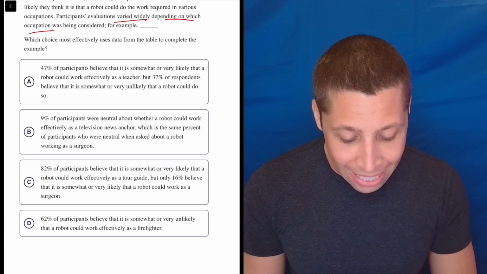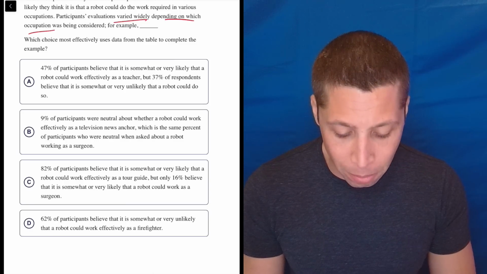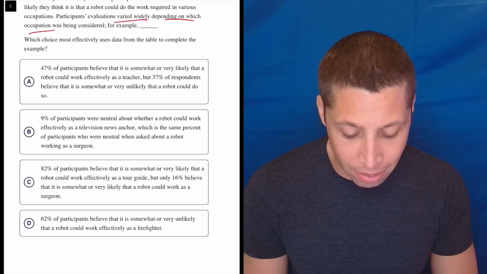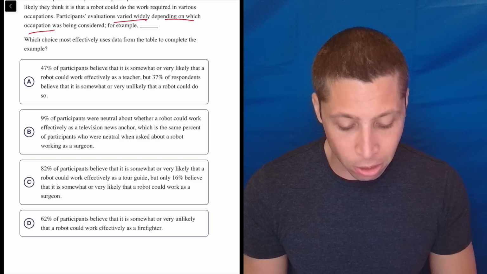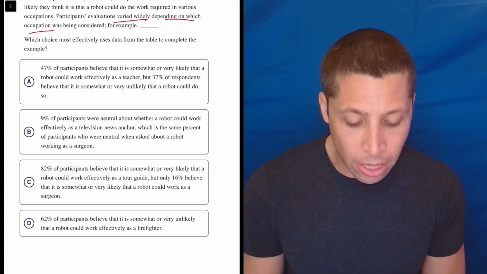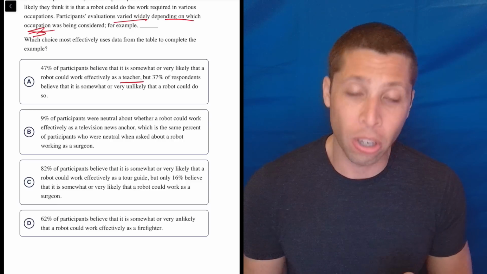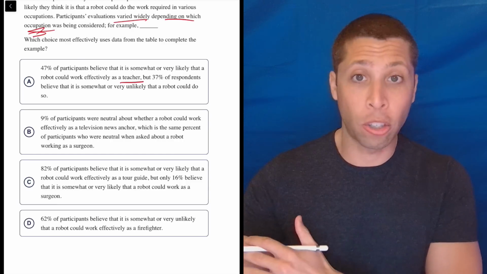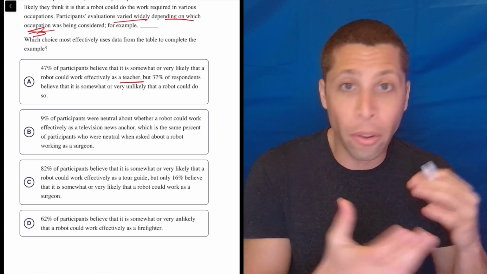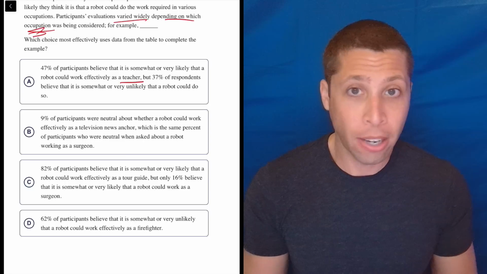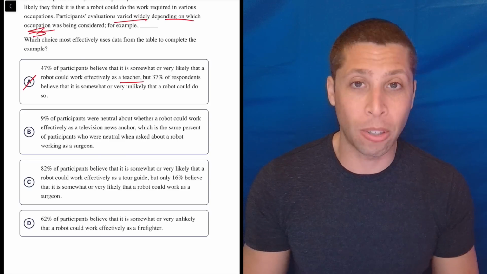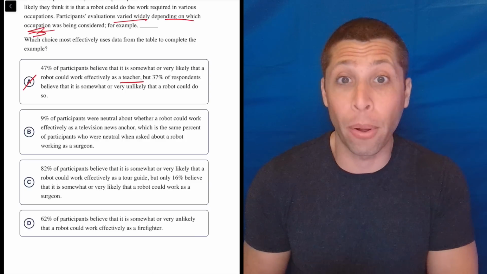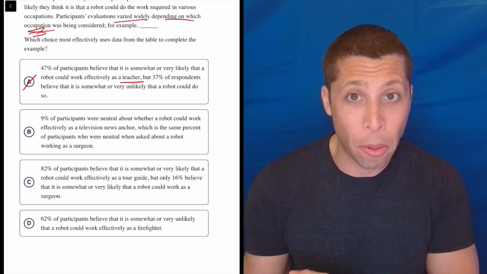47% of participants believe that it is somewhat or very likely that a robot could work effectively as a teacher, but 37% of respondents believe that it is somewhat or very unlikely that a robot could do so. So if it's varying widely based on occupation, this is only talking about one occupation. So without wasting the time and going to the chart to figure out whether those numbers are even accurate, I just already know this choice is wrong. It's not so much about the numbers. It's about the fact that it's not hitting the example that we are asked to provide by the passage.